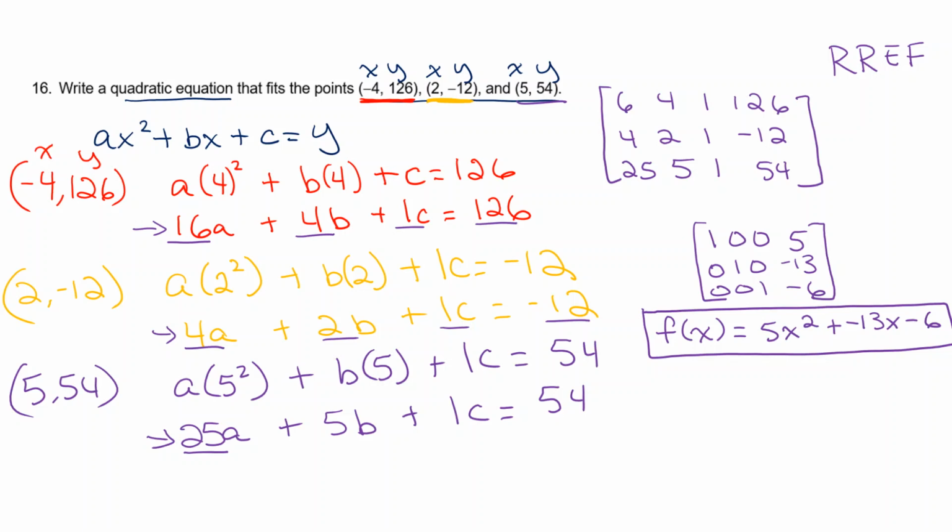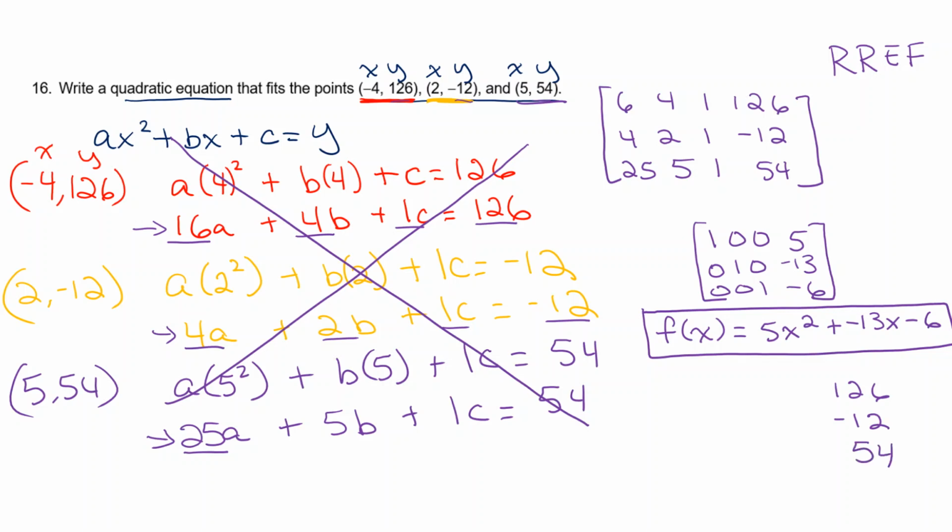What I do when I'm looking at this, I don't write out any of this. That's too much work. I just go ahead and start, and I usually write it backwards. I start with my y's, and I get all my y's put in. So I see I have a 126, I have a negative 12, and I have a 54. And then my c's, I know my c's are all going to be 1, so I just put those in. My b's are just going to be the exact term that I have for my first x, so that is going to be negative 4, 2, and 5.